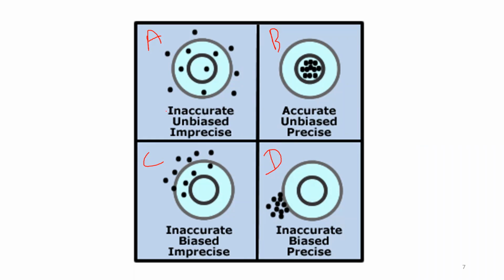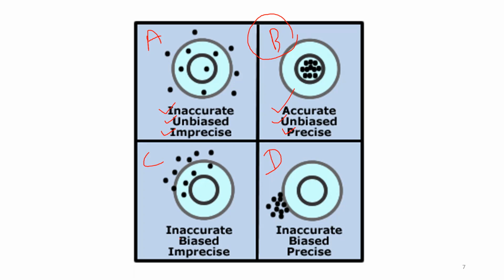Image A is accurate, unbiased, but imprecise. It's not a precise image. Then B: it's accurate, it's unbiased, and it's precise. So B is the best option. Then C: it's inaccurate, it's biased, and it's imprecise. Then D: it's inaccurate, it's biased, but it's precise.